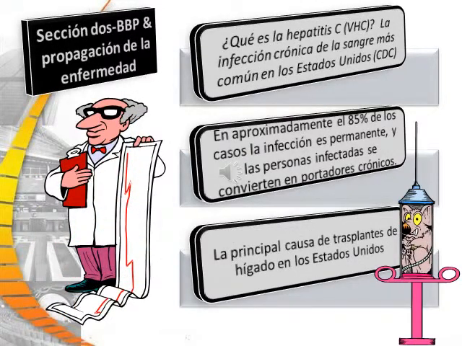What is hepatitis C? HCV. The most common chronic blood-borne infection in the United States, according to the CDC. In about 85% of cases, the infection is permanent, and these people become chronic carriers. It is the number 1 cause of liver transplants in the U.S.